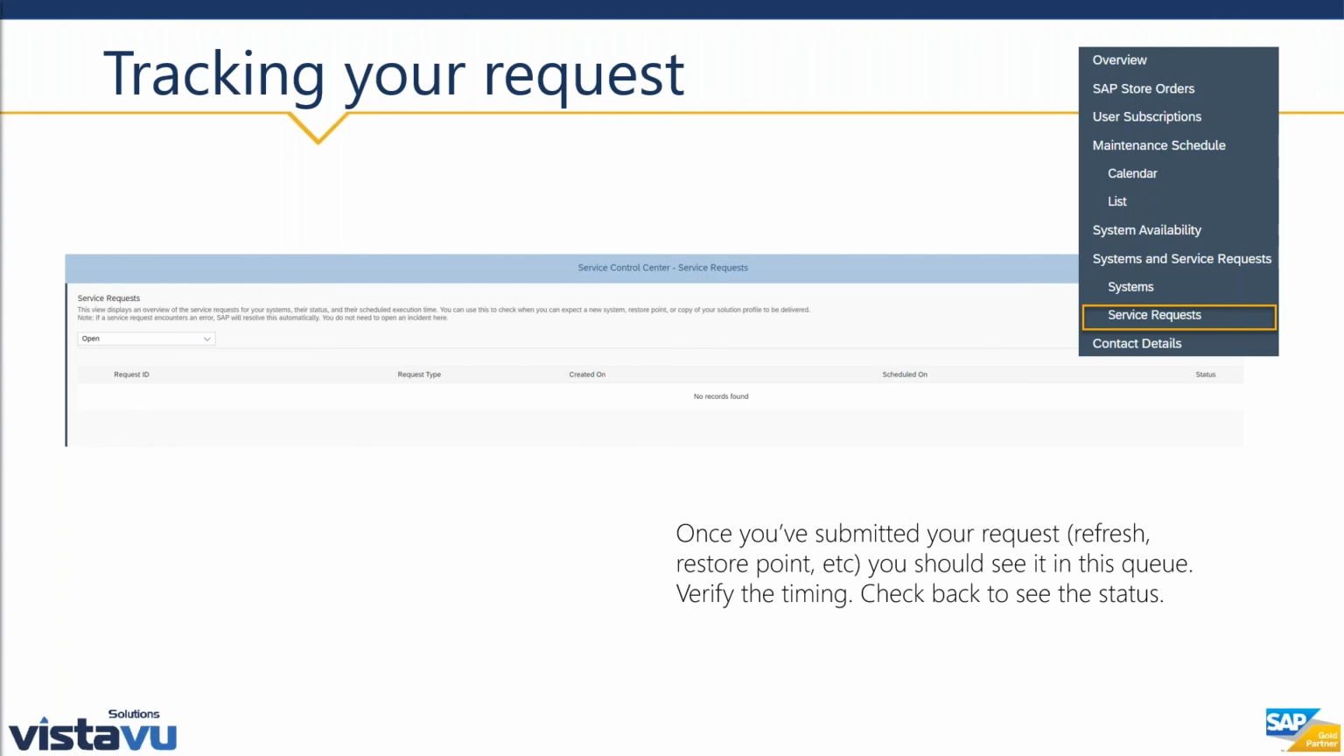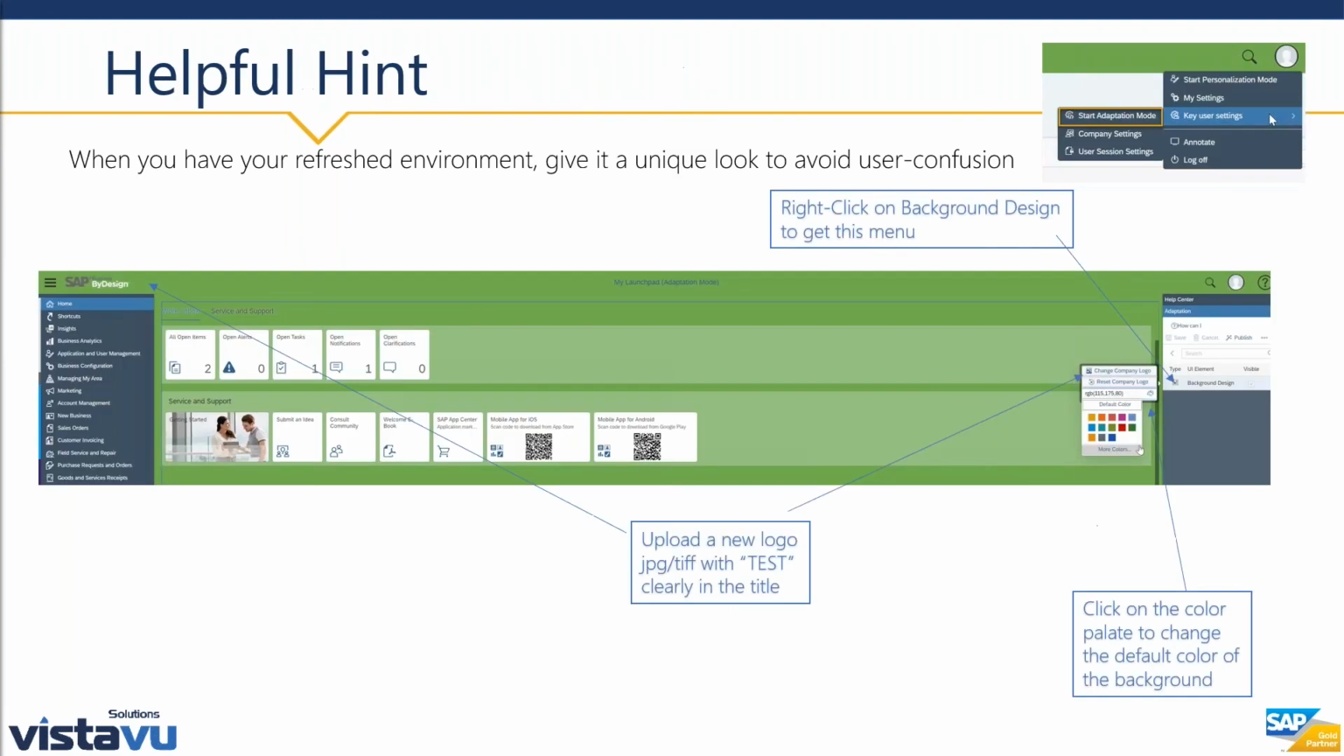So once that's all done, you have your new environment. I thought I'd just also include a little helpful hint. So your environment is going to be exactly identical to production because it is a copy. So if your previous test system had been specially color coded or labeled to indicate that it was test, you now need to go back into your test environment, your recently refreshed environment, and recolor the background.